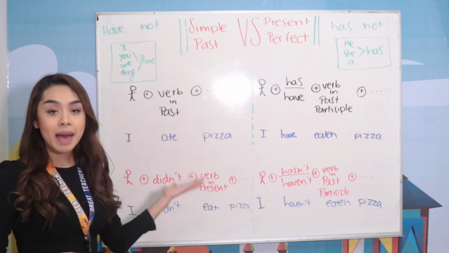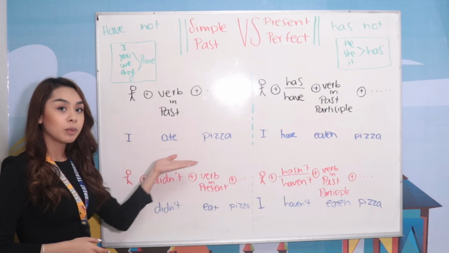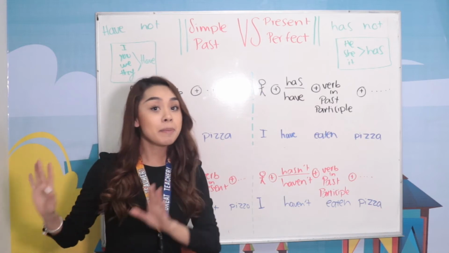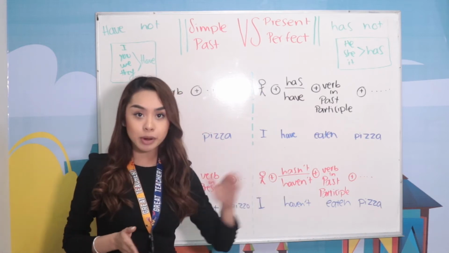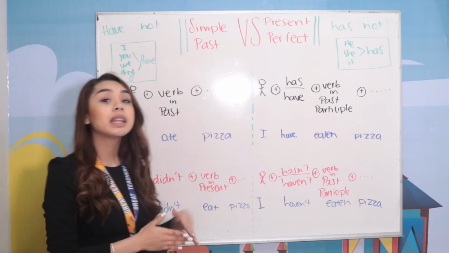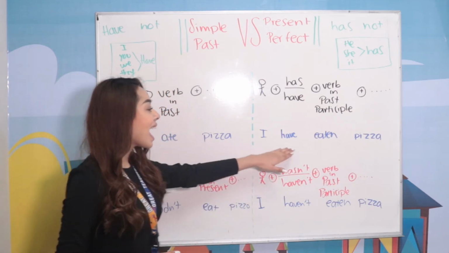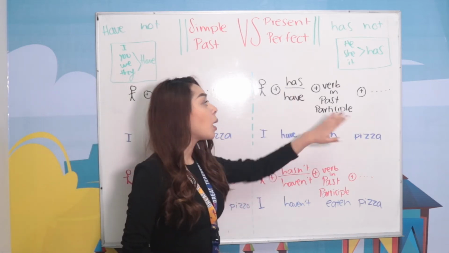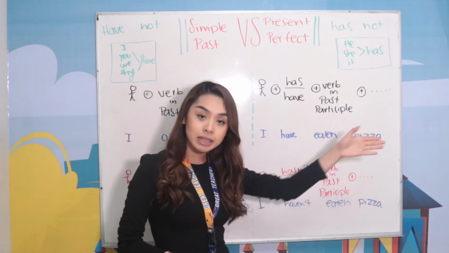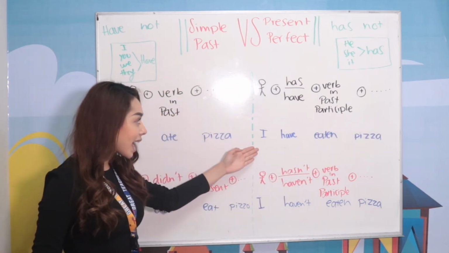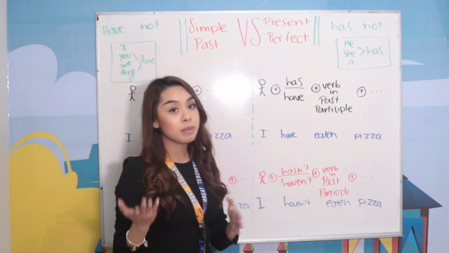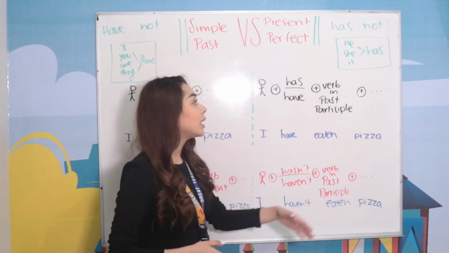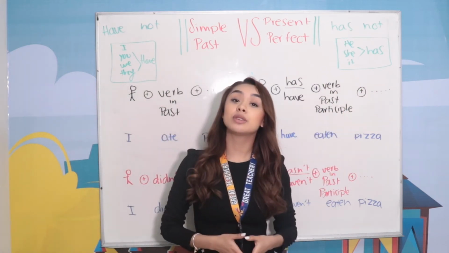So talking about simple past, here we have one example. I ate pizza. So this is an action that took place in the past, but not anymore at the present. Then let's compare with present perfect. I have eaten pizza. We have to follow the structure: subject, has or have, verb in past participle, and a complement. So in this case, the subject is I, the auxiliary is have, because remember that with I, you, we, they, we have to use the auxiliary have. With he, she, and it, we have to use the auxiliary has.